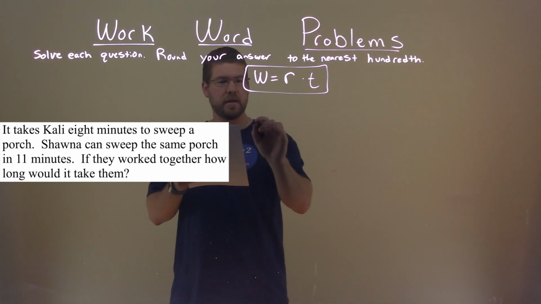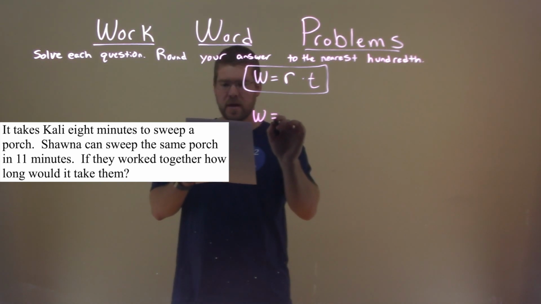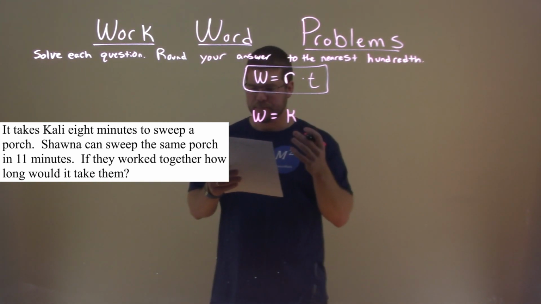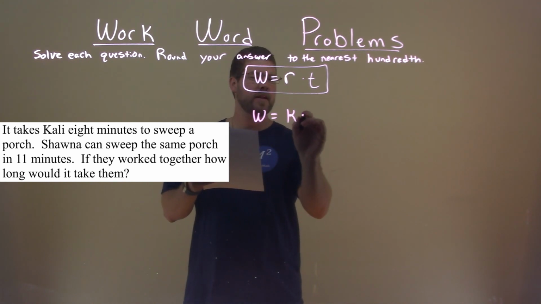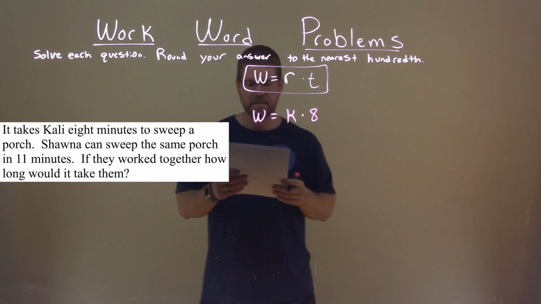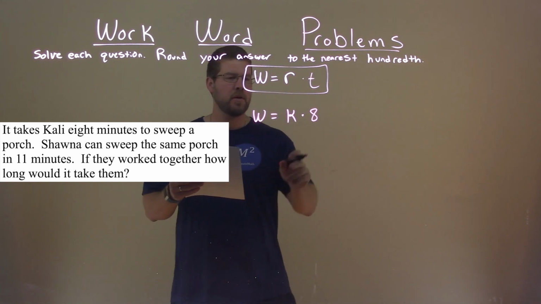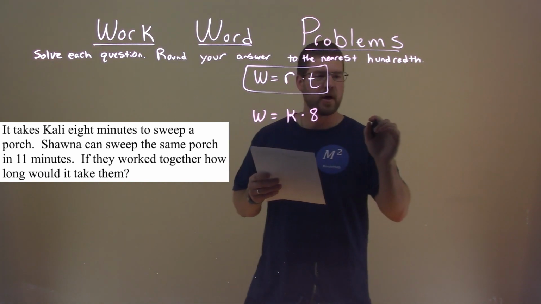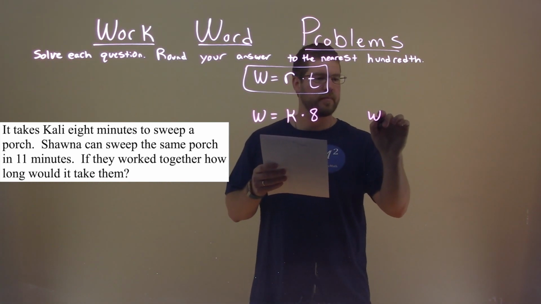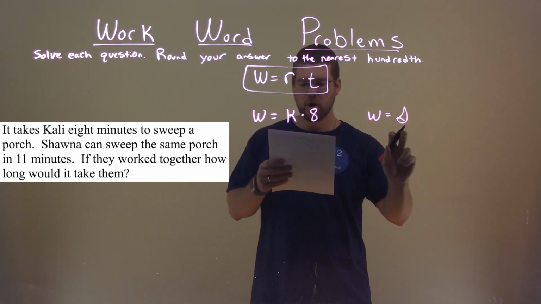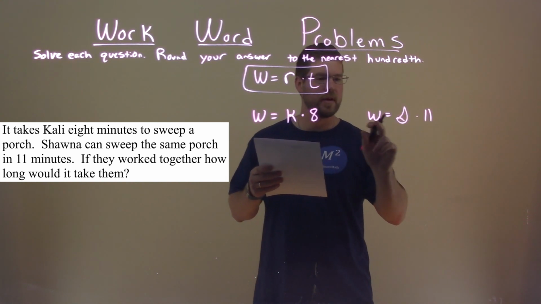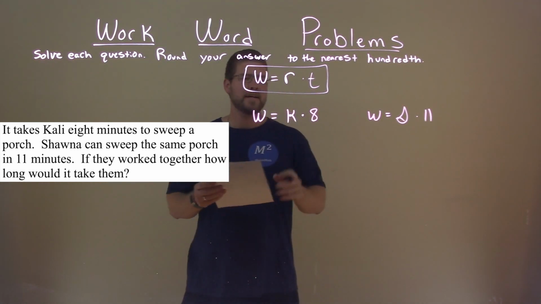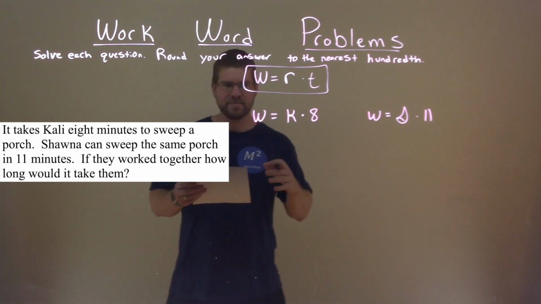This work that Kali did of sweeping the porch, we don't know what her rate is, so we'll call that her K, or K for Kali. But they told us here that it takes 8 minutes, right? 8 minutes for her to do that. So Kali's rate times 8 minutes gives us the work that was done. Shauna does the same thing. They say Shauna's work rate is called S. Her work rate times 11 minutes completed the job. Okay? So we have these two formulas, or equations, but we need to find something else.